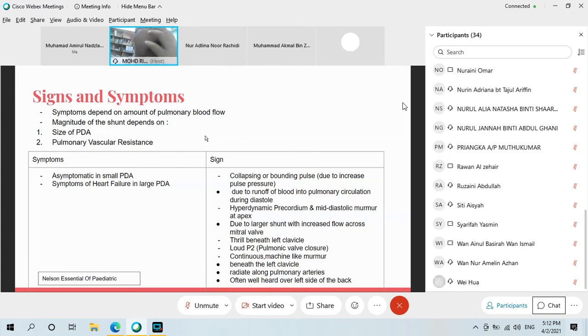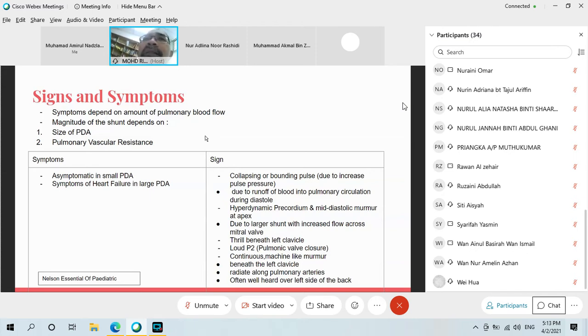But in general, you say it's wide pulse pressure when the diastolic BP is less than 50% of systolic. Say the systolic is 120, so if the diastolic is less than 60 millimeter mercury, it's considered wide pulse pressure already. So it's suggestive of large PDA. If the systolic BP is 80, the diastolic less than 40 millimeter mercury is considered wide pulse pressure already.